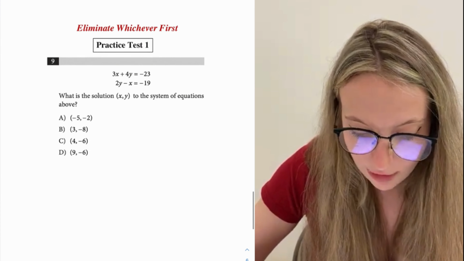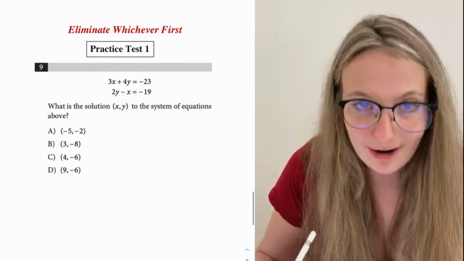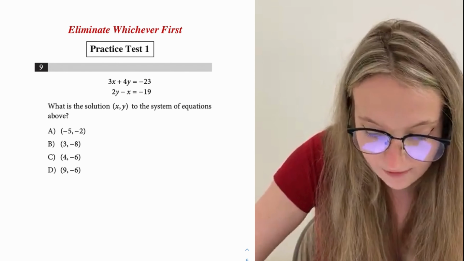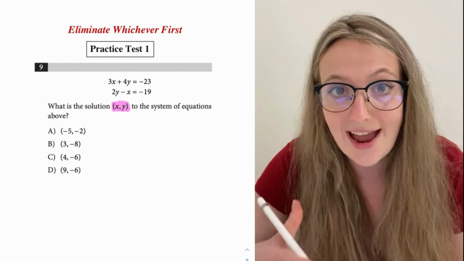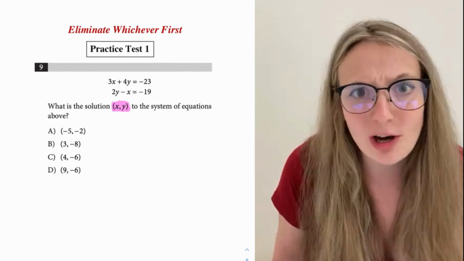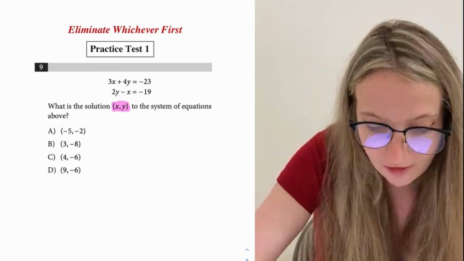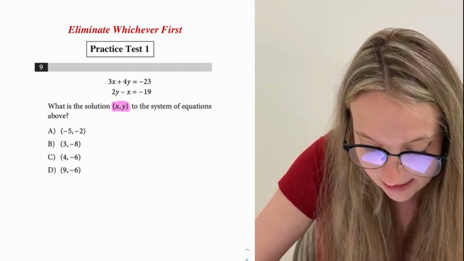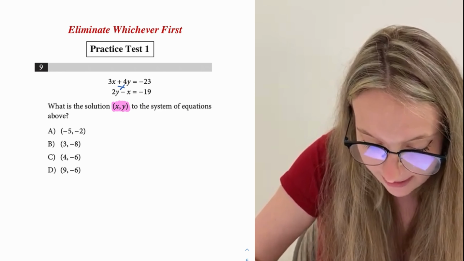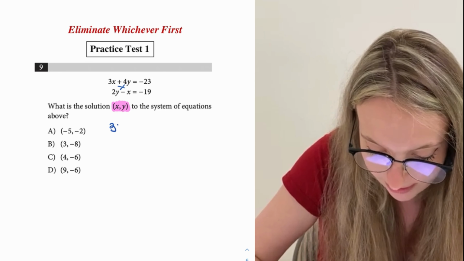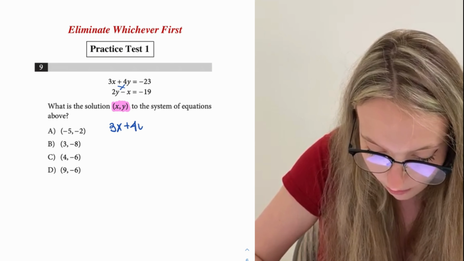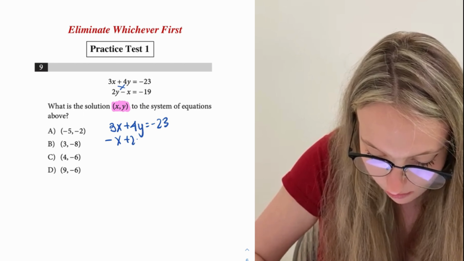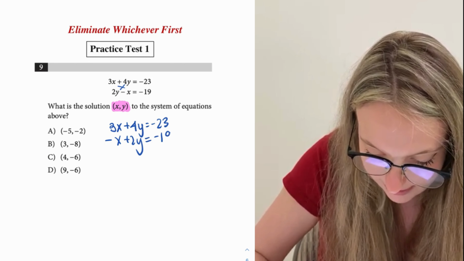Looking at a question like number 9, I want to point out it literally doesn't matter which one you eliminate first, because they're going to eventually ask you to find both x and y, so you could do whatever is easier for you first in this instance. First, though, we can see the equations, the x's should be lined up and the y's should be lined up, so let's do a little switcheroo here. So 3x plus 4y equals -23, -x plus 2y is equal to -19.